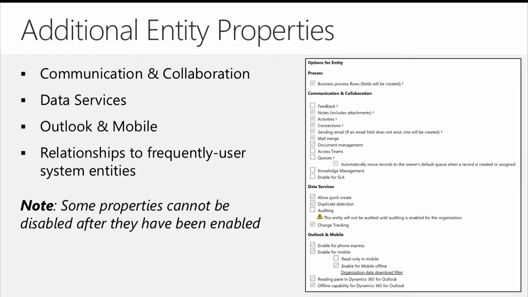But then there's also things like document management, access teams. Do you want to be able to use SharePoint to store document information associated with this entity inside a SharePoint scenario? Do you want to use access teams to be able to share this record on the fly? And we'll talk more about access teams and access team templates as we move into some of the additional modules. Do you want to be able to use knowledge management? One of the things that CRM has is a knowledge management capability where you can look for knowledge base articles directly from a record inside the application.